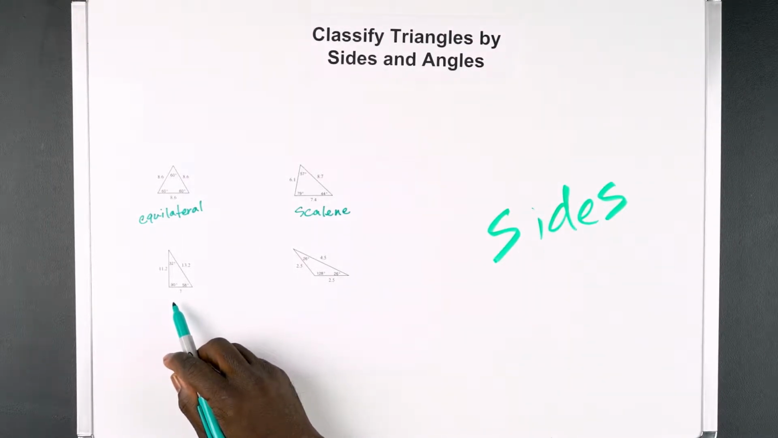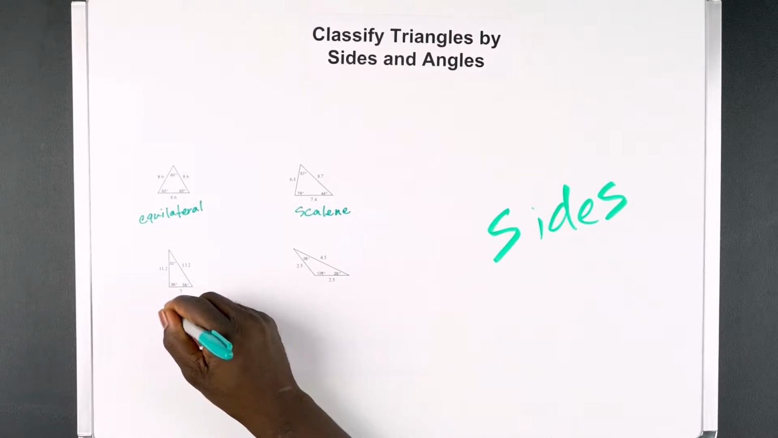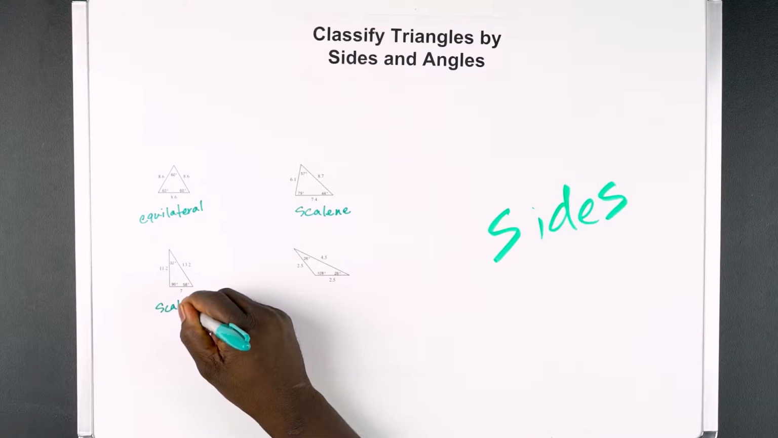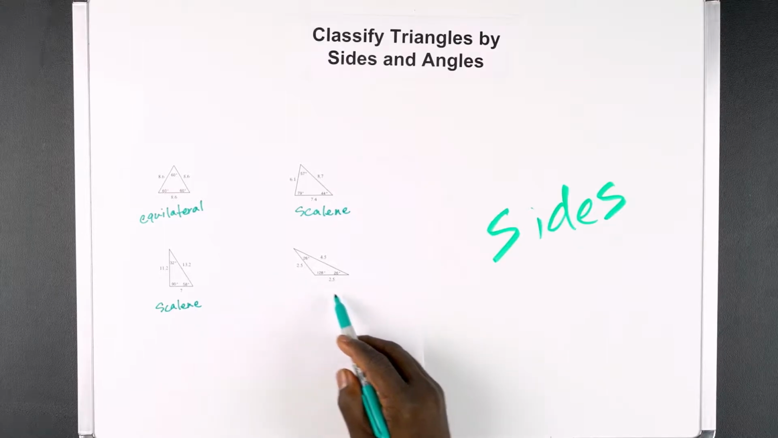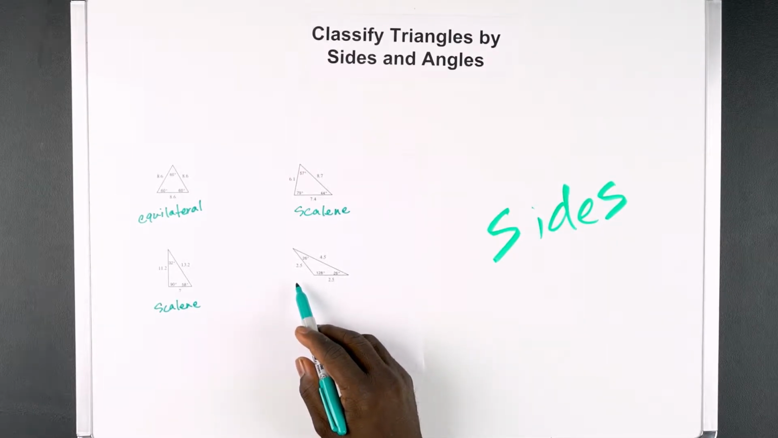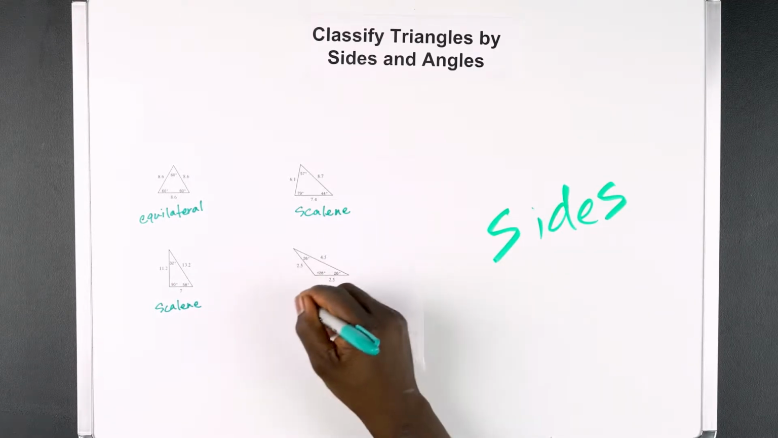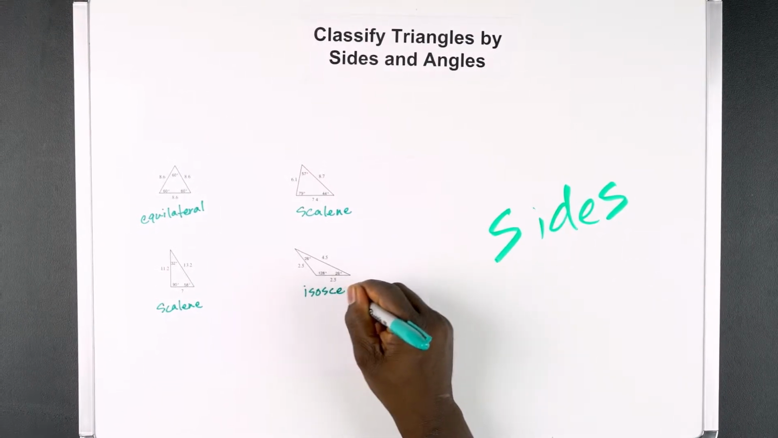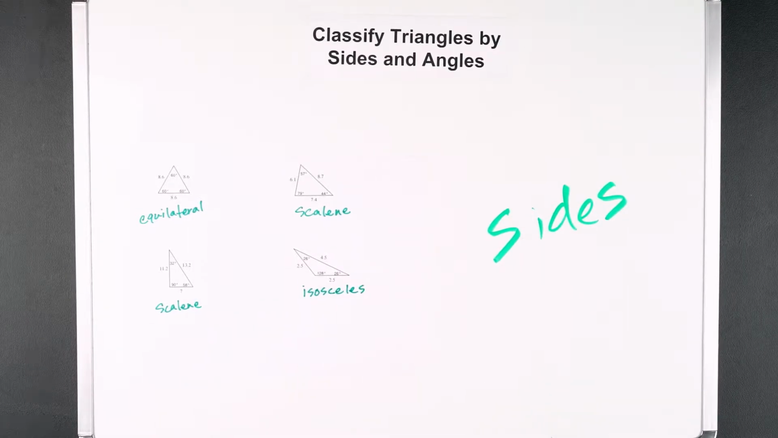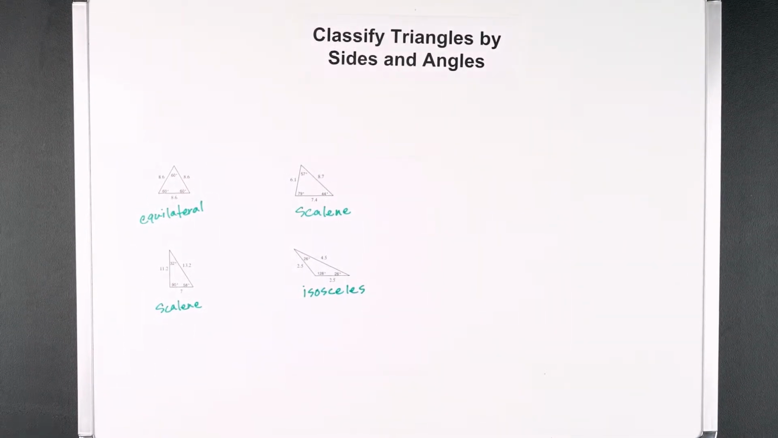Now over here, looking at this triangle, we have 11.2, 13.2, and 7. This is also a scalene triangle. And then lastly, we have two sides of this triangle equal to 2.5. We're going to call this an isosceles triangle. Okay, very good. Now we're going to classify these four triangles by their angles.